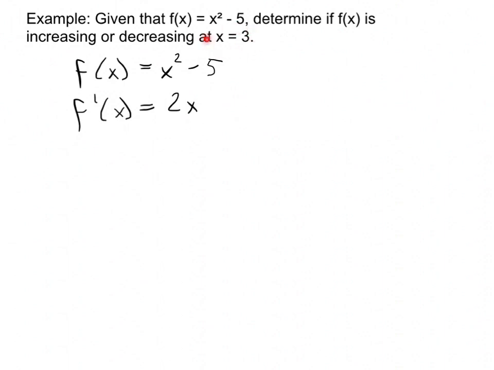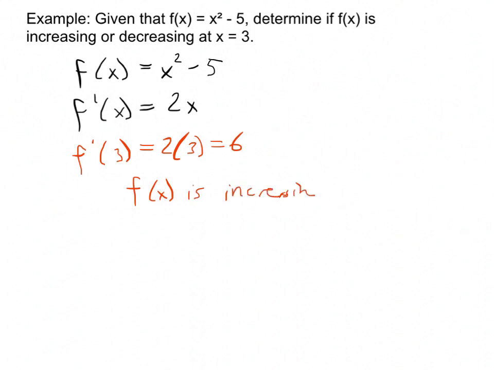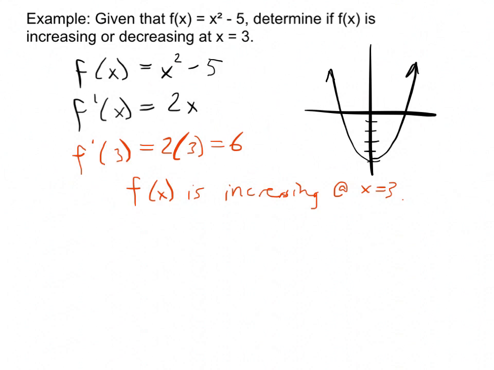Now, they wanted to know about x equals 3. Great. We'll now look at what is f prime of 3. F prime of 3 is 2 times 3, which is 6. Because 6 is positive, our function, f of x, is increasing at x equals 3. And we can quickly confirm that because this one's not difficult to graph. X squared minus 5 looks like this. It's a parabola. And so when you're over here at x equals 3, we can clearly see that this function is increasing at that value.